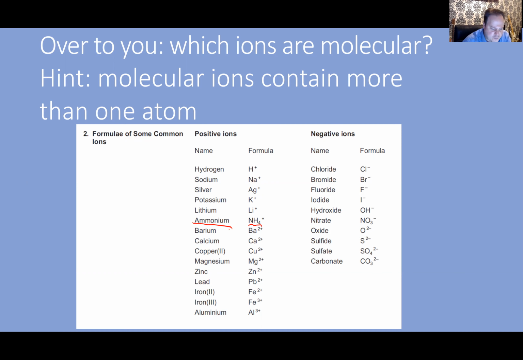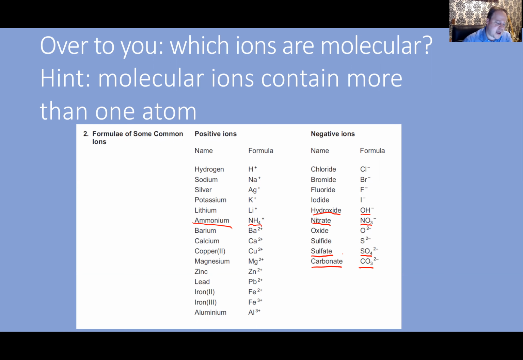When you look at the right, well, chloride is only one, bromide is only one, fluoride and iodide are only one. But hydroxide contains two. It contains oxygen and hydrogen. Nitrate contains nitrogen and oxygen. You've got hydroxide, you've got nitrate. Not oxide, not sulfide. Sulfate contains 1 sulfur and 4 oxygen atoms within it. And carbonate contains 1 carbon and 3 oxygen atoms. So on this particular list, there are 4 molecular ions.